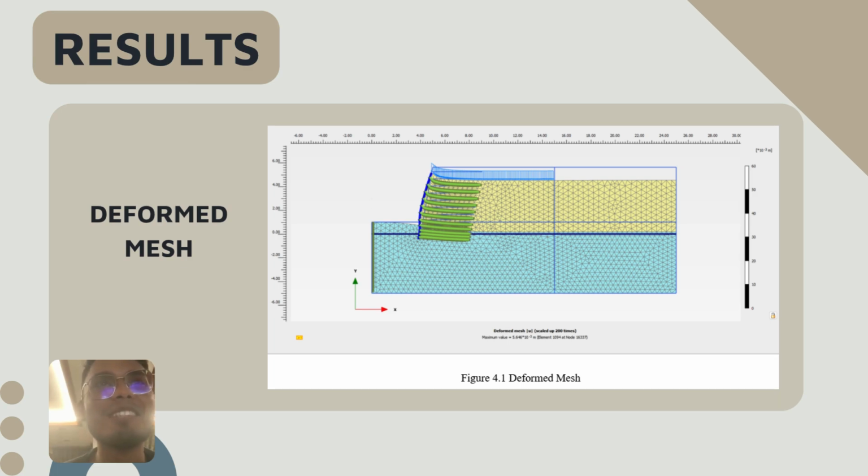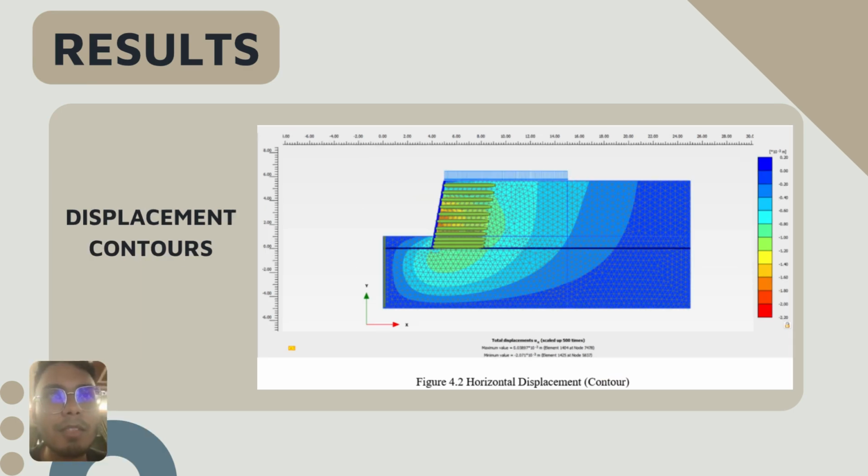So this is our deformed mesh results with the maximum value of 5.646 times 10 to the power of -3. Next is displacement contours. The total displacement is scaled up 500 times. So the maximum value is 0.05697 times 10 to the power of -3, and the minimum value is -2.071 times 10 to the power of -3 meters.